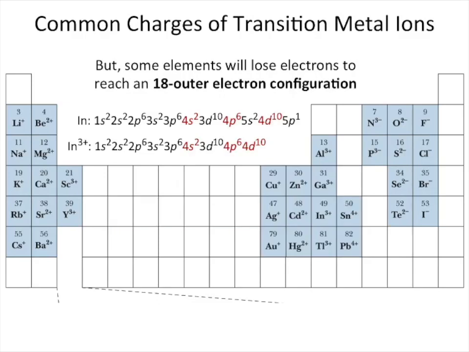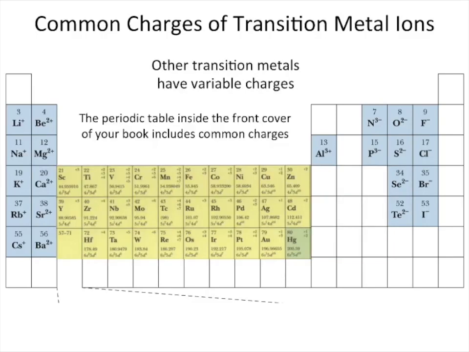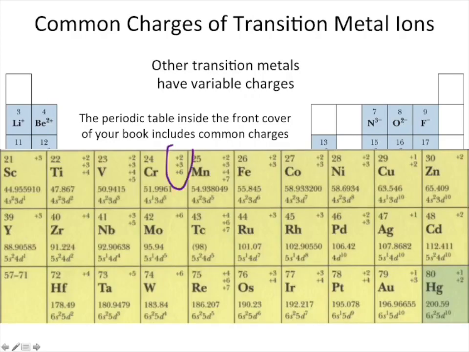You don't need to know this detail, but some elements will lose electrons to reach an 18 outer electron configuration, because that has a relationship to shell structure that is useful. Other elements will lose electrons to obtain full subshells. So indium might lose the 5p electron in order to obtain a full subshell of 5s2 and 4d10. Ultimately, you don't know. And so with experience you can learn the charges that transition metals typically take, but more likely you'll just look them up. So your periodic table inside the front cover of your book includes common charges, listed in the columns right here. And so you can just go there as a reference.